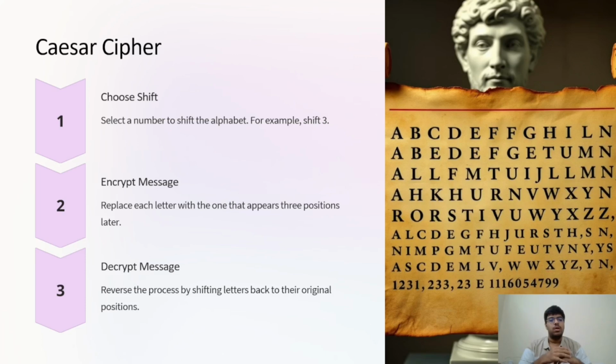Similarly, here we replace each letter with the one that appears 3 positions later. This is in case of shift 3 only, and it depends on how many shifts you want to do. Next, to decrypt the message, we need to reverse the process by shifting the letters back to their original position. For that, you need to know how many shifts were done. In the classical example of a shift of 3, you can just reverse it to get your original message.